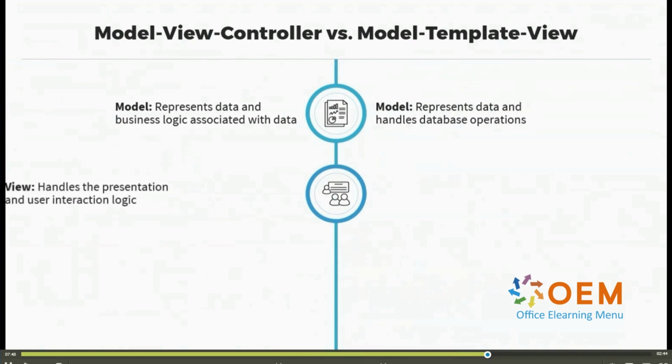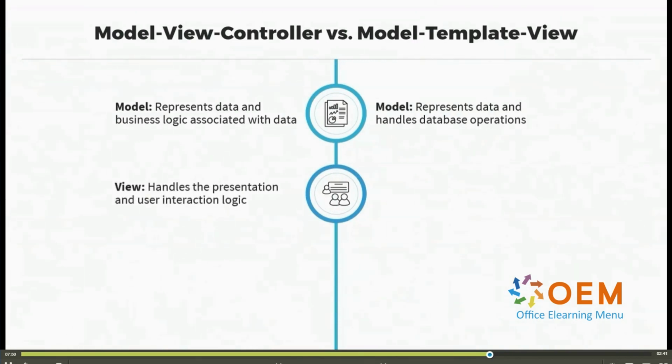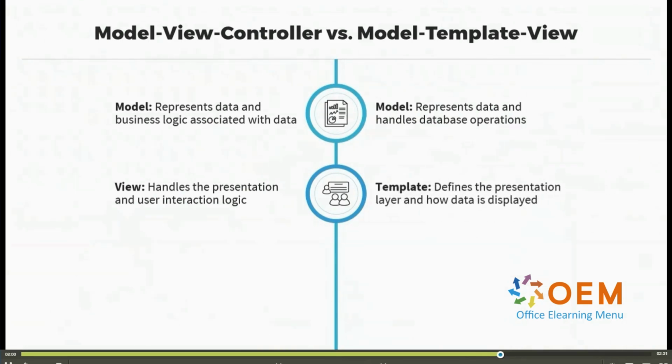In traditional MVC, views handle the presentation and user interaction logic. Views represent the GUI that you're presenting to the user. And here in Django, it's the template that does that. The template defines the presentation layer and how the data is displayed to the user.